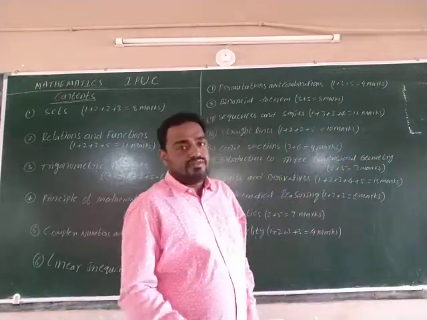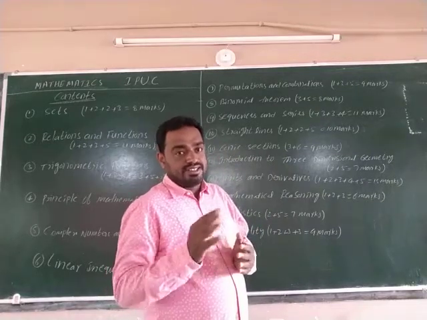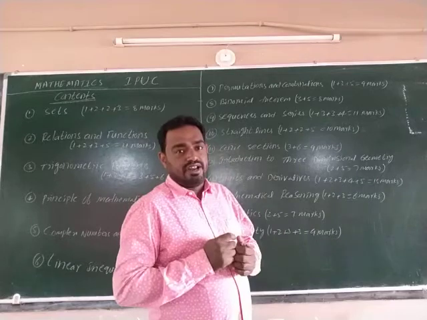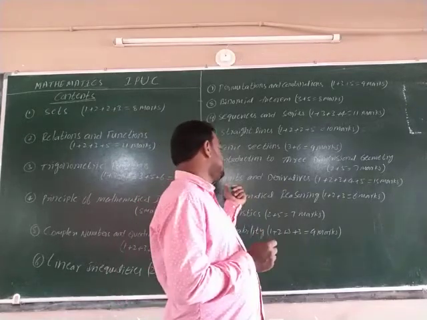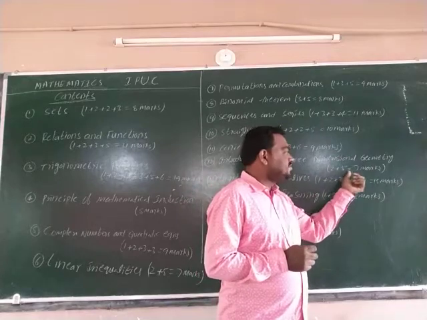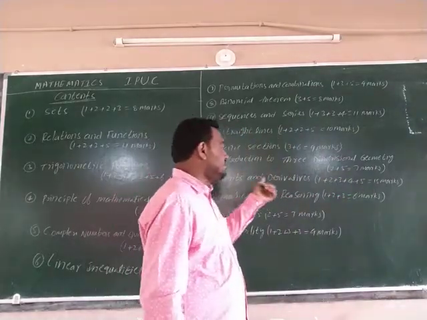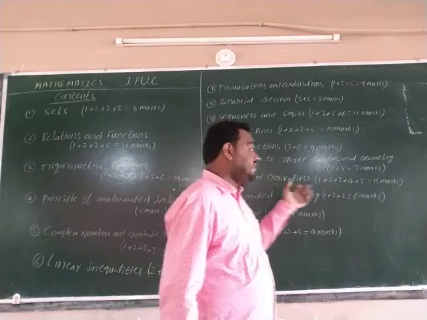In school level we have 2D geometry, coordinate geometry, we call it coordinate geometry. 2D geometry we know. Now in first PUC they introduce 3D geometry. So the chapter weightage is 2 plus 5, 7 marks. Next, 13th chapter, limits and derivatives. This chapter weightage is 50 marks.